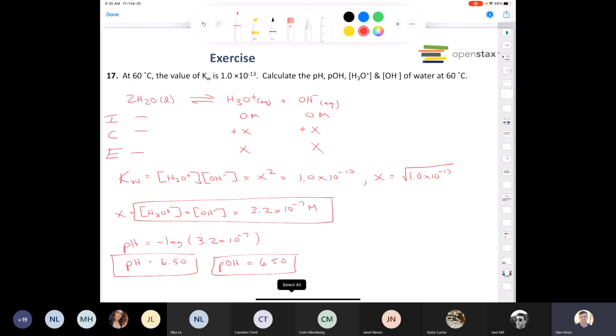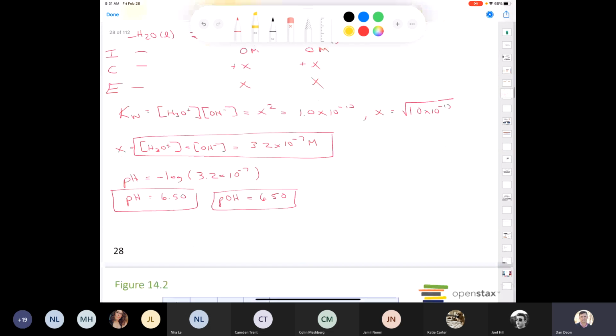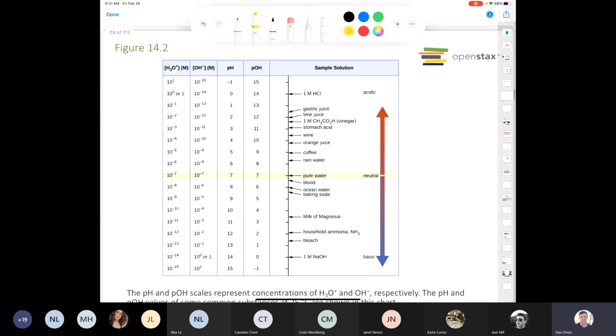And so you can see how the change in temperature not only affects our equilibrium constant, but it affects the concentration of the hydronium and the hydroxide, okay? And it lowers the pH and it lowers the pOH as well. So we end up with a different scale of pH at 60 degrees Celsius than we do at 25 degrees Celsius. All right, there we go. Well, let's move on from there.